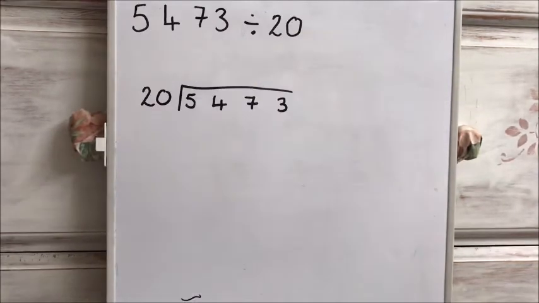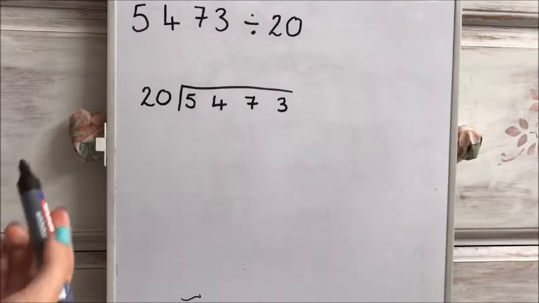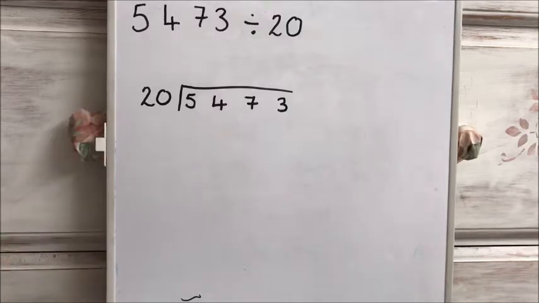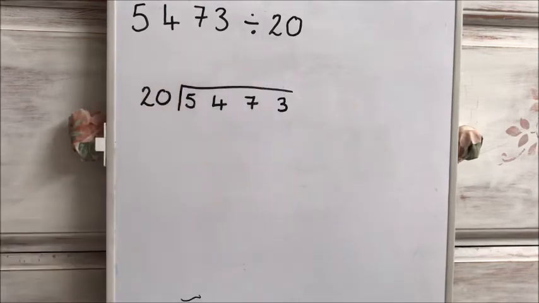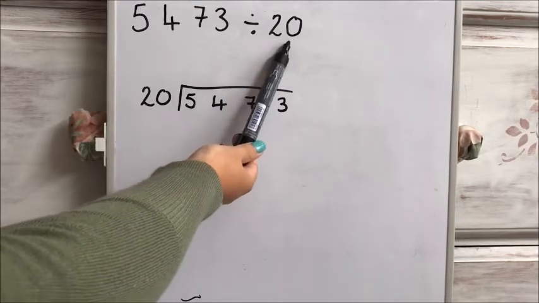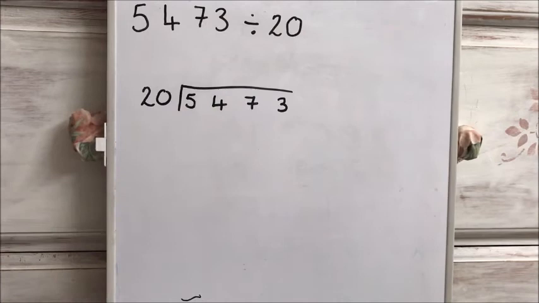Now you know how to do basic bus stop method, you can apply that same concept to working out slightly more difficult calculations. So for example, by knowing how to do 26 divided by 5, you can apply the same concept to know how to do 5,473 divided by 20. It's the exact same concept. The only thing is that our numbers are a little bit higher, so they're not normally in the times table. But that can be addressed very simply.